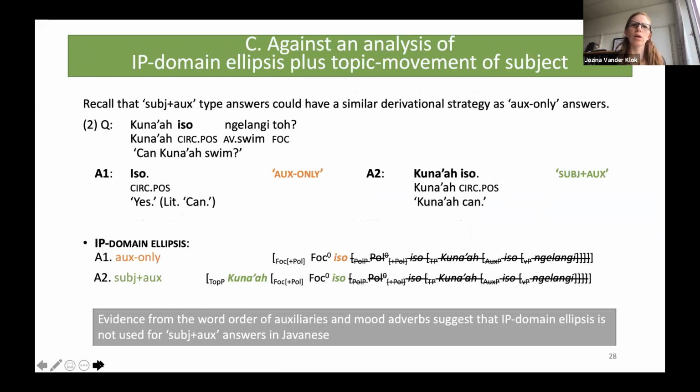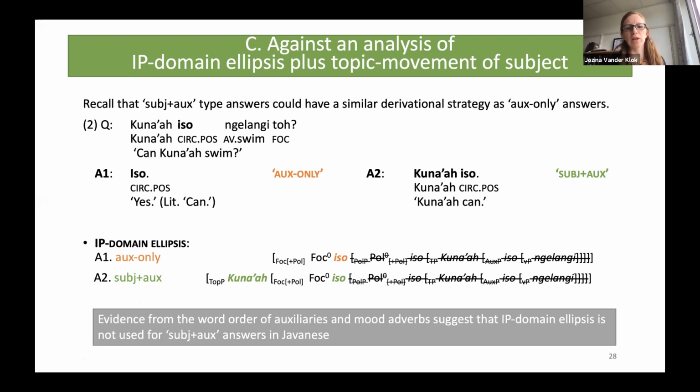Okay, so here I will provide one argument against the analysis of the IP domain ellipsis plus necessary topic movement of the subject. Recall that subject auxiliary type answers could have a similar derivational strategy as auxiliary only answers, namely that the auxiliary is high in both cases, and then with subject auxiliary answers, there's necessarily movement of the subject to a higher position, say topic.